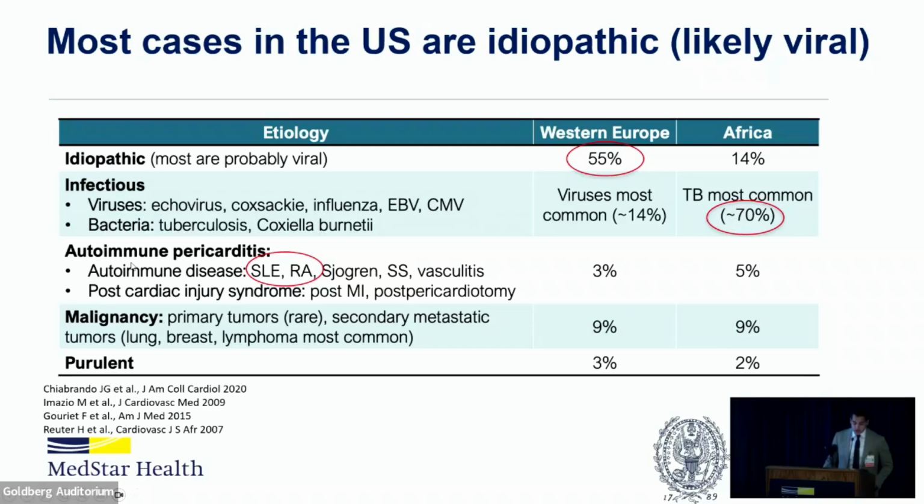And then autoimmune disease and malignancy tend to be somewhat equal in terms of their prevalence across both developing and developed regions of the world. And I put SLE and RA here, just to highlight how these tend to be the more common autoimmune diseases which favor an association with pericarditis, and less so other autoimmune diseases.